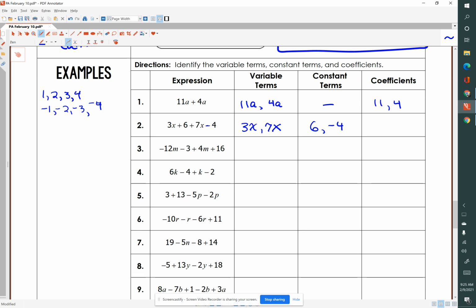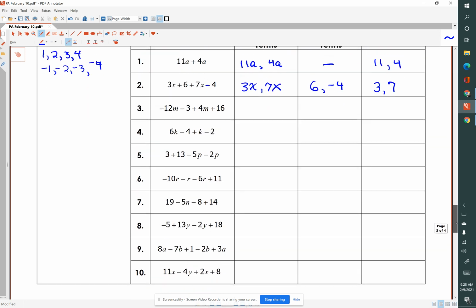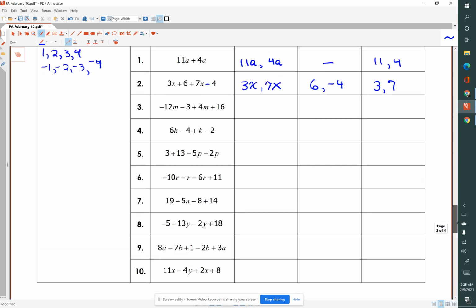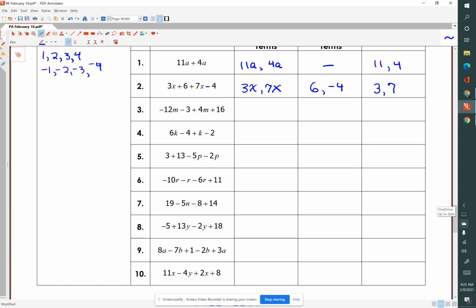All right, so let's keep going with number 2. Are there any coefficients? Well, we have the coefficient of 3 in front of the x, and we have the 7 in front of the x. So why don't you try the rest of these? We have 8 more of these, number 3 through 10. Give it a go yourself, so pause the video, and then come back and let's see how you did. I'll have a sip of my coffee while you do that.